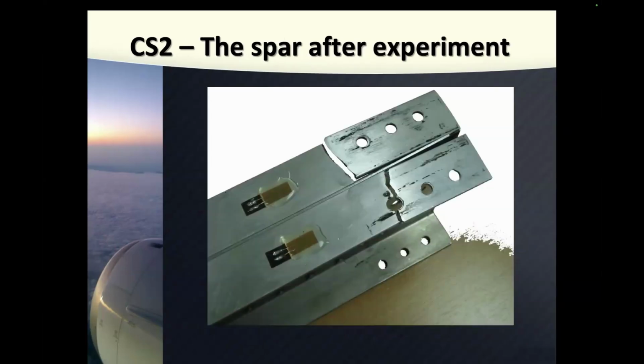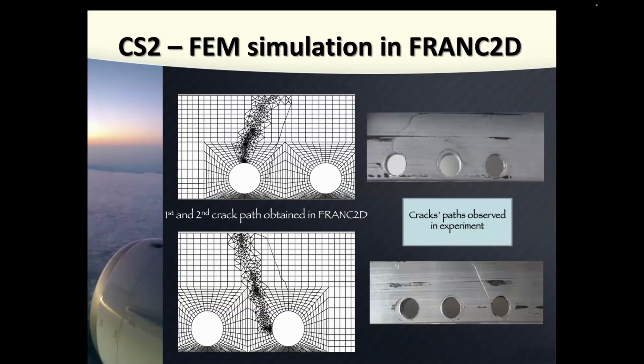Again, you can see here the damaged spar after the experiment. As you can see here, this cap is completely destroyed, so completely useless. So again, Frank 2D, I used them first. How? It's 2D software, but I managed to make it look like 3D.